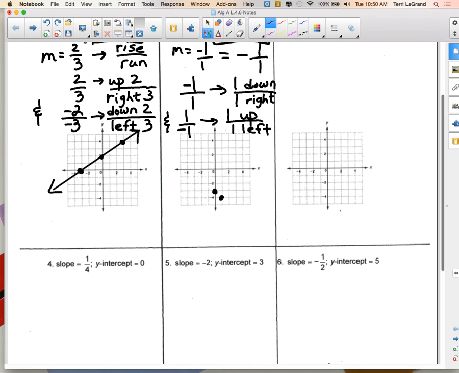We have to go the same direction for both of them. But when we don't have to, we're going to use the other one too. We're not going to let it feel left out. So we're going to go back to the y-intercept, and we can go 1 up and 1 left. And we have our 3 points to draw our line.